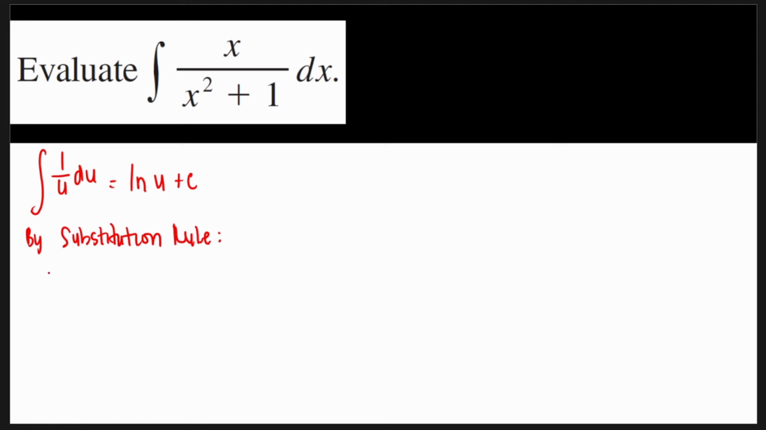your u here should be x squared plus 1. Just a quick tip here: we need to cover all the denominator so that what's left is the u. While your du here should be equal to 2x dx. So we have x dx on the upper part of the integral, the numerator, and we need to multiply it by 2 so that we can replace it by du.